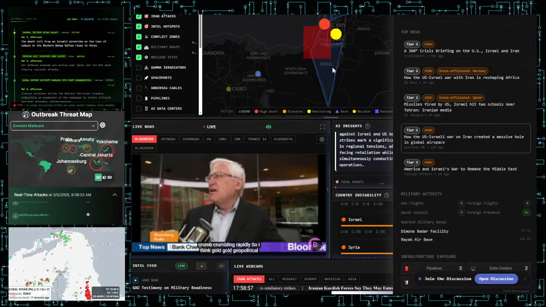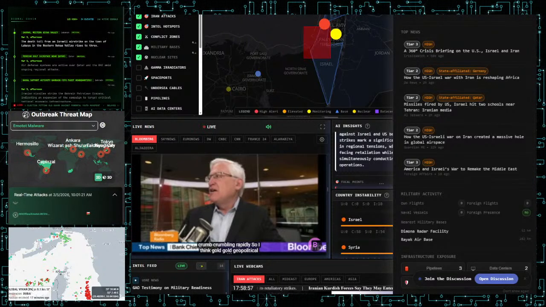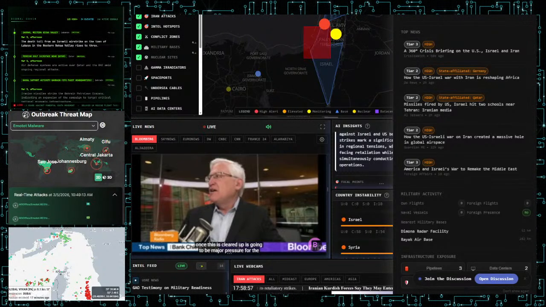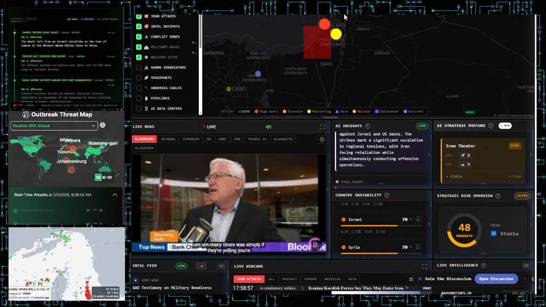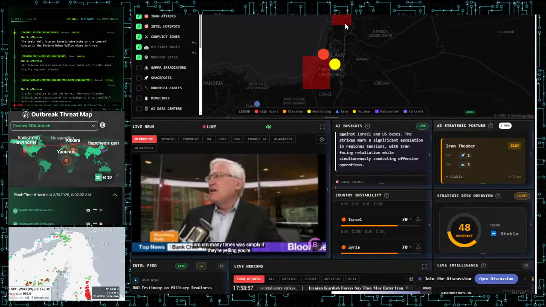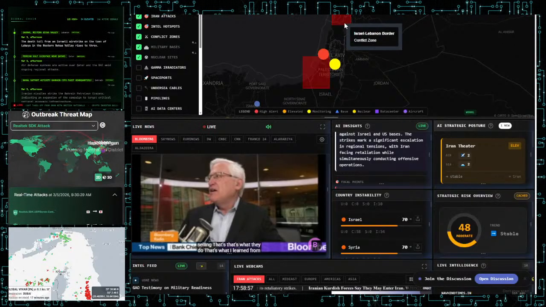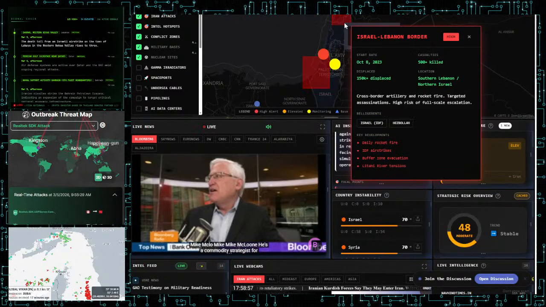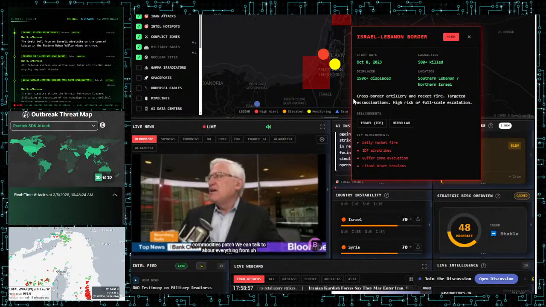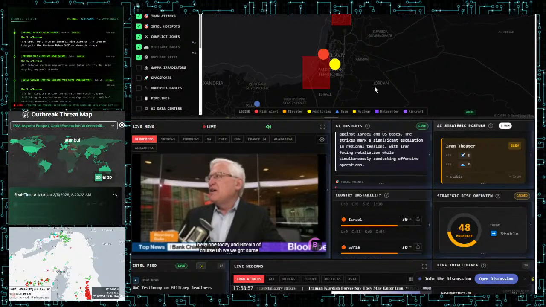What's going on with Lebanon? There's still a conflict area in there. Yeah, conflict zone. 500 killed, 150 displaced. Cross-border artillery and rocket fire, targeted assassinations, high risk of full-scale escalation. Oh my god.